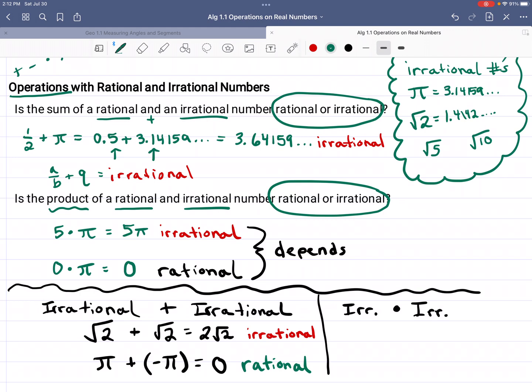Okay. An irrational times an irrational. To think about this one, I think this one is also either, because I'll give you an example of where it's irrational. So if we multiplied the square root of 2 times pi, we would just get the square root of 2 times pi, which is still irrational.